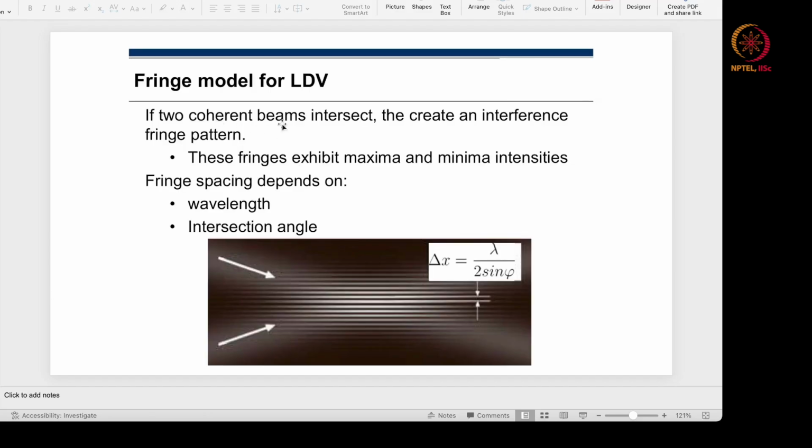So these are the two coherent beams. They intersect with each other and create an interference fringe pattern. This fringe pattern has maximum and minimum intensity, bright and dark. And this fringe spacing depends on the wavelength and the intersection angle, and on whatever laser beam that you are using. As you can see, the smaller the wavelength of the beam, the smaller the fringe spacing. Then it is also dependent on the geometric angle at which you have placed the two beams together.